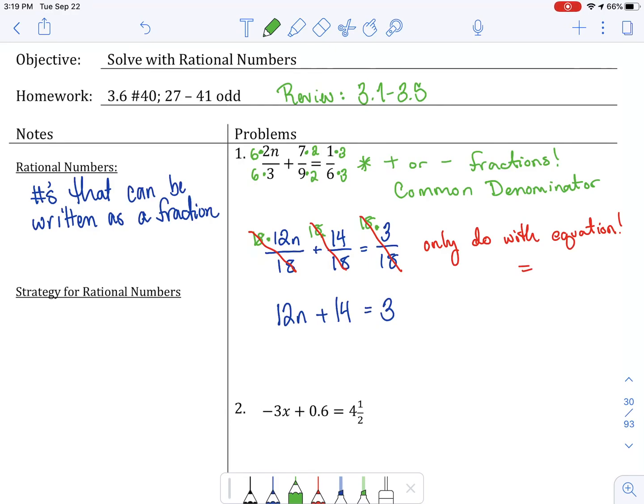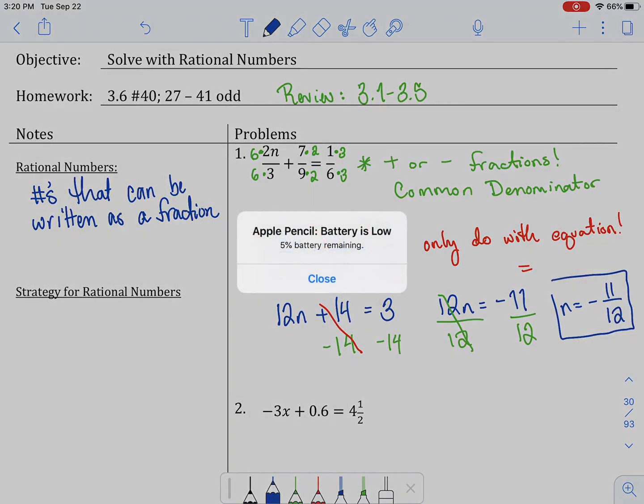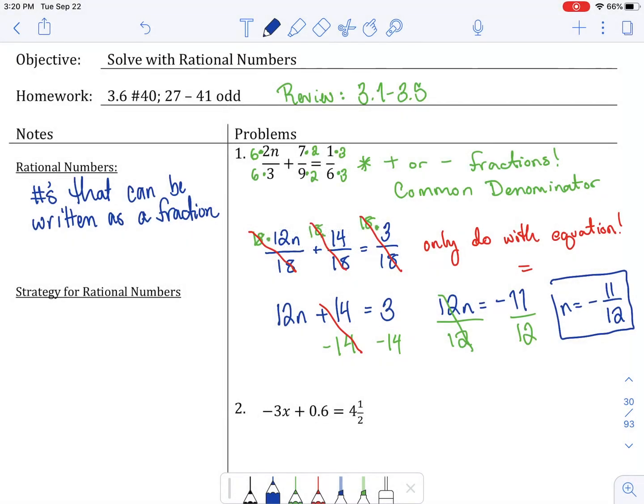12n plus 14 equals 3. Subtract 14 on each side. 14 cancels out. We end up with 12n. 3 minus 14 is negative 11. I will divide by 12. And we end up with our final answer. n is equal to -11/12. And you can absolutely just leave it as a fraction. Don't worry about changing that into a decimal. It's not going to work nice.